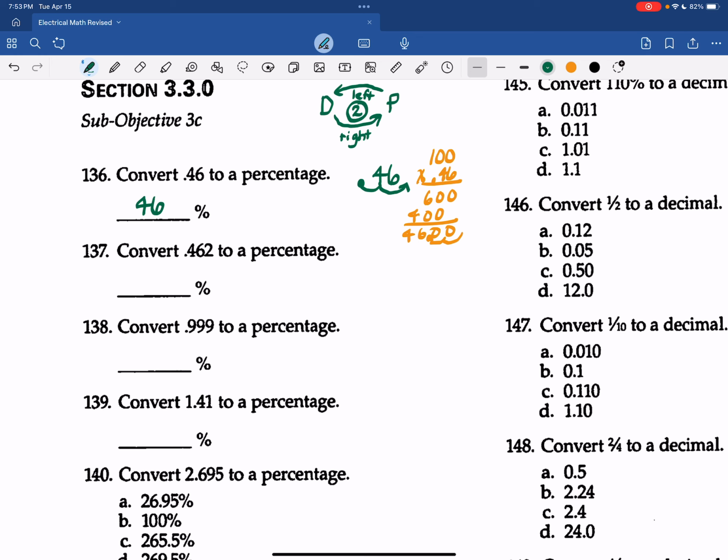So for this one, it says to convert 0.462 to a percentage. I'm going DP. I'm going decimal to percent, so I'll move it 1, 2. So this will be 46.2%. 0.999. I'm going from a decimal to a percent. 2 places this way, so it's 99.9%.